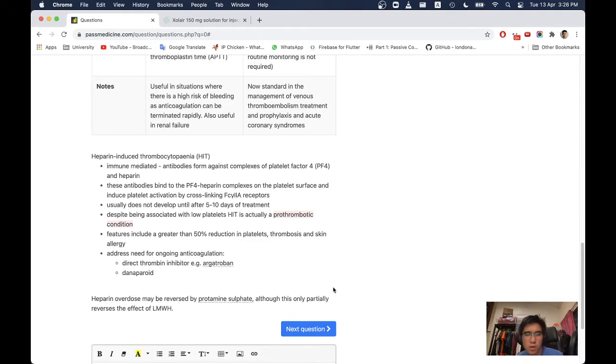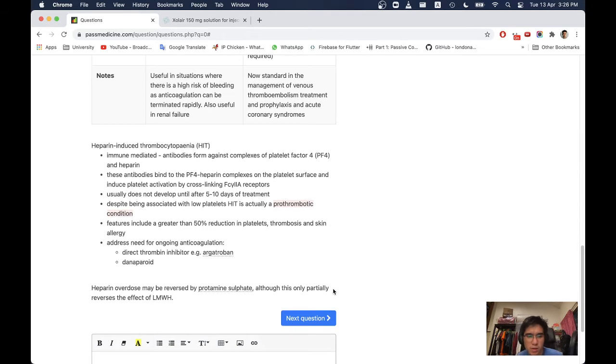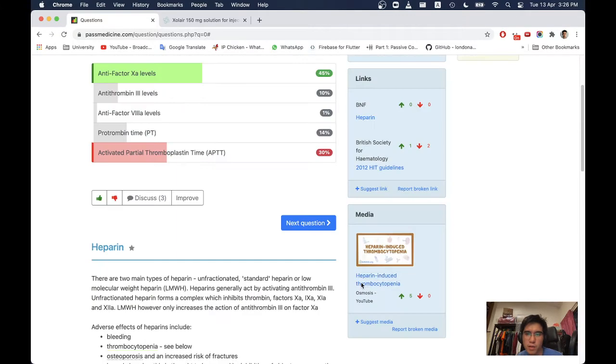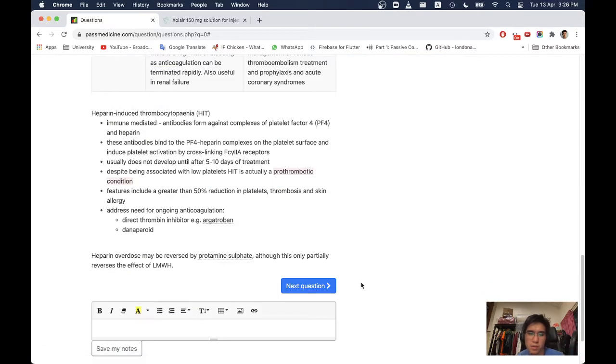Address need for ongoing anticoagulation, with a direct thrombin inhibitor such as argatroban, or danaparoid. Heparin overdose may be reversed by protamine sulfate, although this only partially reverses the effect of low molecular weight heparin.